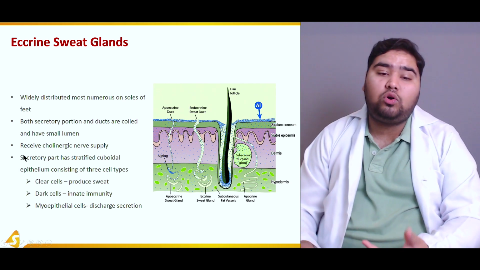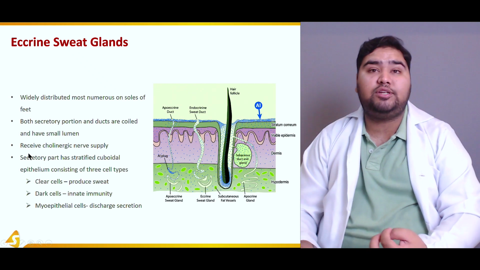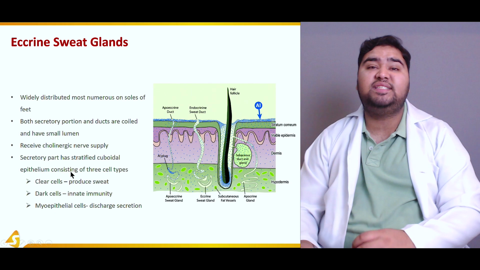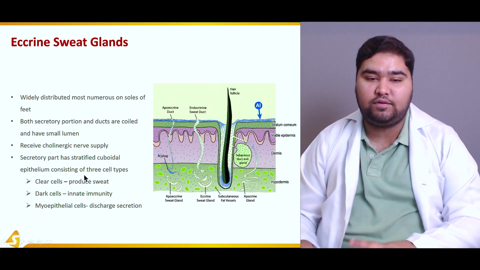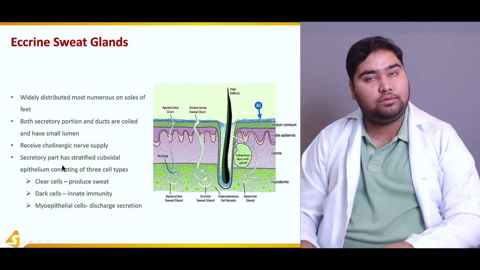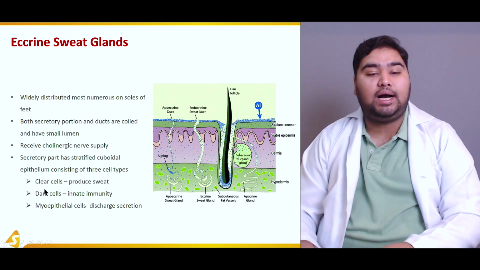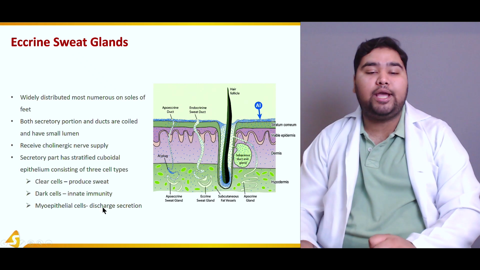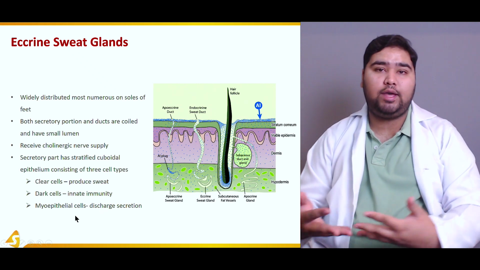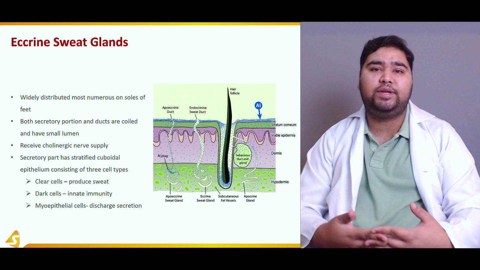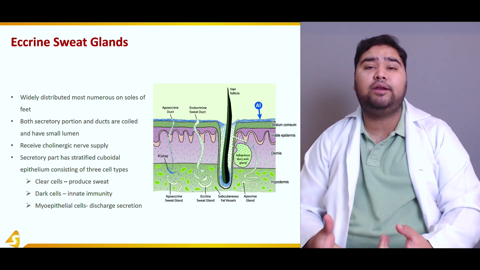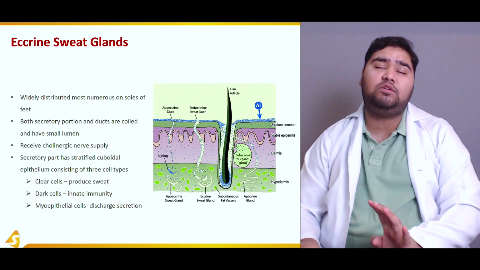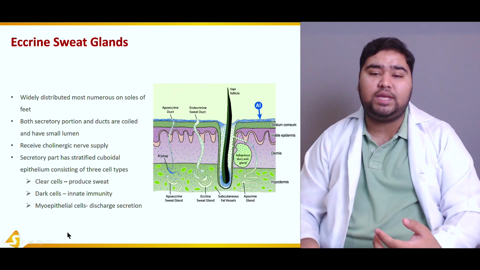They receive the cholinergic nerve supply. Secretory part has a stratified cuboidal epithelium which consists of three types of cells: the clear cells which produce the sweat, the dark cells which are responsible for innate immunity, and the myoepithelial cells. Myoepithelial cells have a muscular component as well as an epithelial component. They are responsible for contraction and help in the expulsion of secretion, which happens to be sweat.